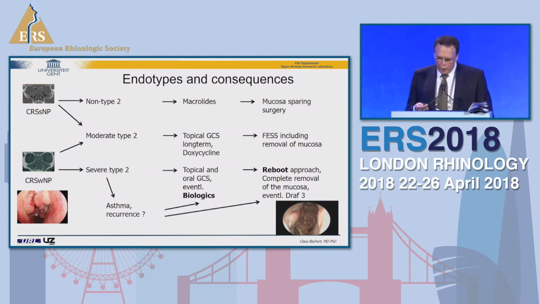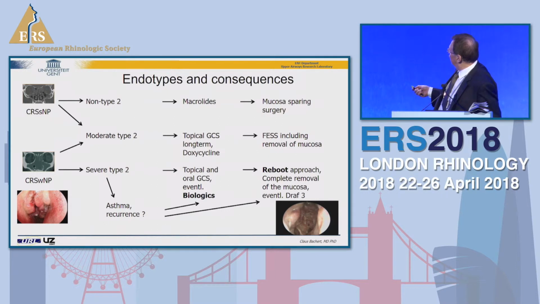So what we propose is that we are going from these endotypes, non-type 2, moderate, severe type 2, into treatment proposals. And this is antibiotics. Macrolides are clearly for non-type 2, doxycycline clearly for type 2 disease. Topical steroids come in here. They do very little here. And we have different surgeries, and that's what I want to focus on now.